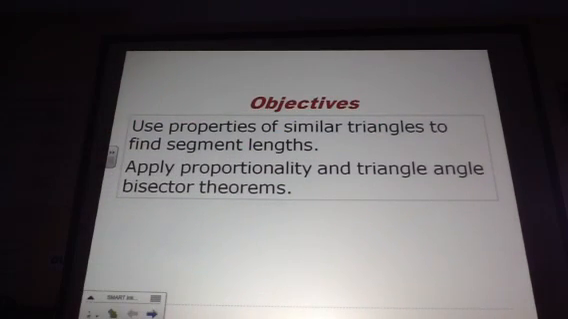Okay, tonight you're going to be learning 7-4, applying properties of similar triangles. Our objectives are to use properties of similar triangles to find segment lengths, and apply the proportionality and triangle angle bisector theorems.